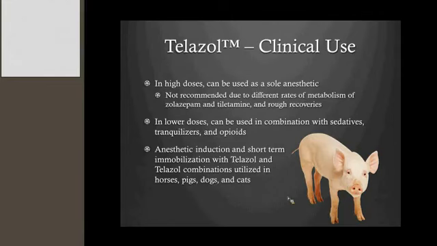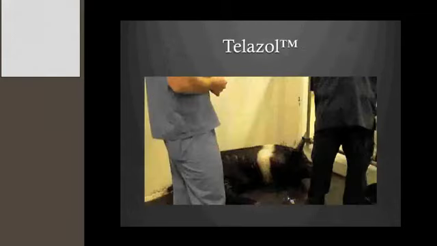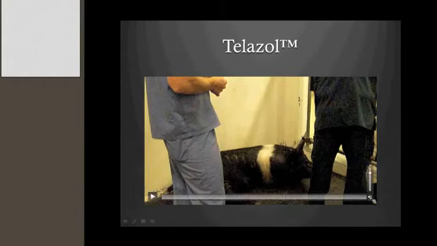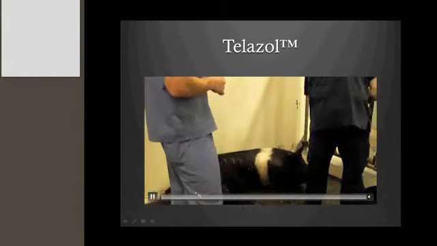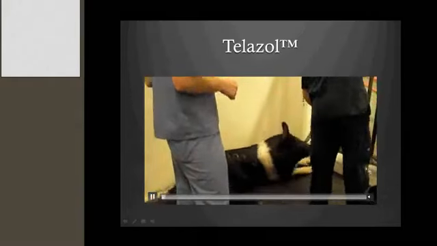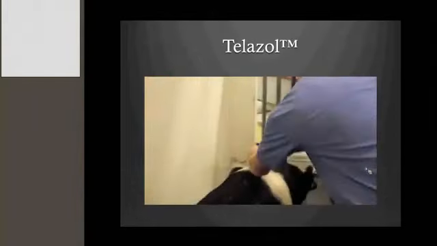Tilazol can actually be combined or reconstituted with other drugs other than sterile water. So most commonly, we actually do this in pigs. We give Tilazol in combination with xylazine and ketamine, commonly referred to as TKX. And so this is a video of what a pig looks like before it's been given TKX. They're having to snare it, and they're going to inject it into the neck.